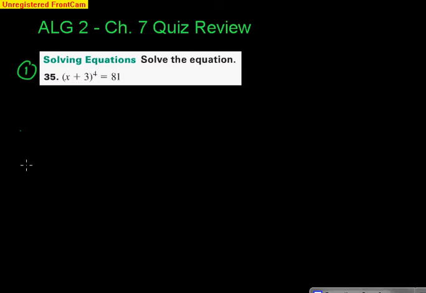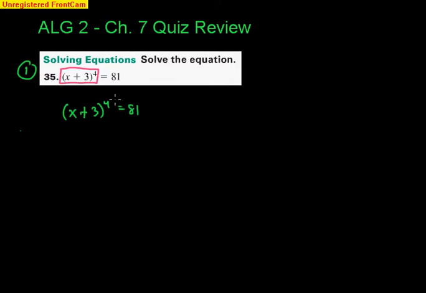Solve the equation. So this equation has a power involved, the fourth power. So I'm going to put a box around this, x plus 3 to the fourth. And if there was something outside of this box, or after this box, I'd have to get rid of it first, but there's nothing. So I'm actually going to rewrite this problem down below. X plus 3 to the fourth equals 81.